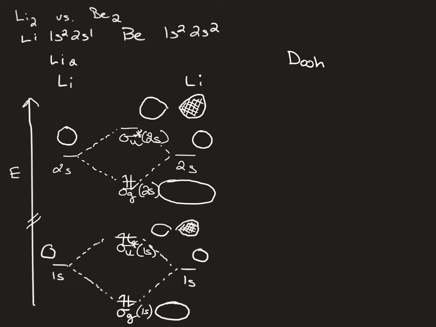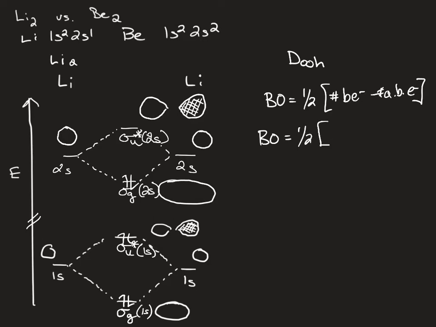And what we've just done is generated the qualitative MO diagram for dilithium. We can go through now and calculate the bond order for this compound. So the bond order, just to remind you, is 1/2 the number of bonding electrons minus the number of antibonding electrons. So the bond order is going to be 1/2 of 4 minus 2. So the bond order in this case equals 1.